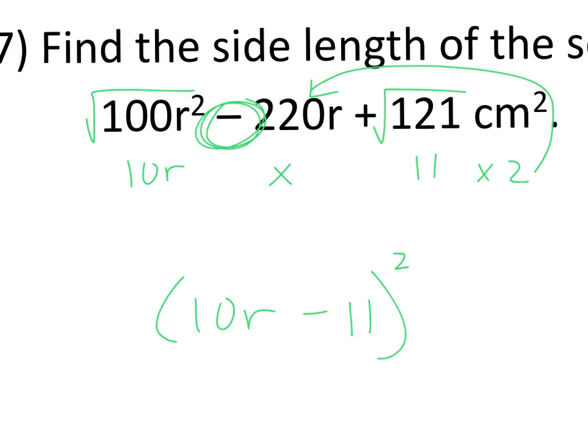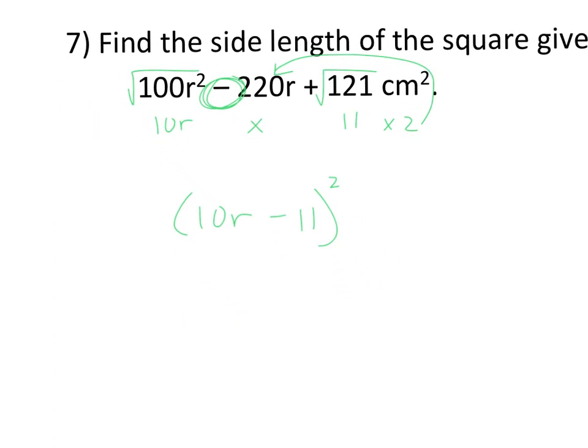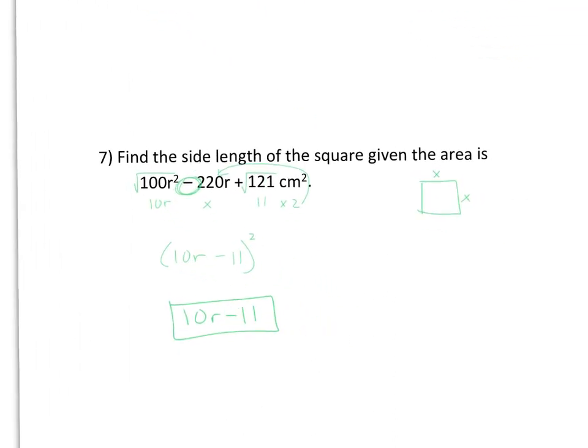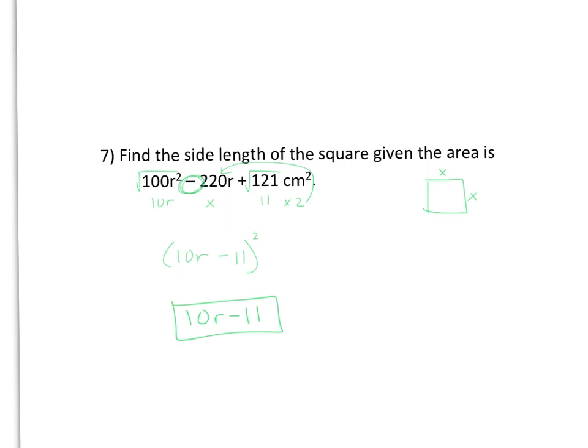Okay. All right, and then since it said the find side length, we actually are just going to say 10r minus 11 because it just wants to know one of the sides. It doesn't actually want to know both of them, okay? And then make sure we're labeling centimeters. All right, that concludes your perfect square notes for lesson 8-7.